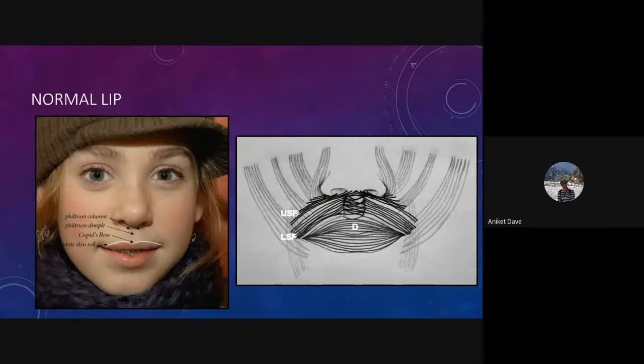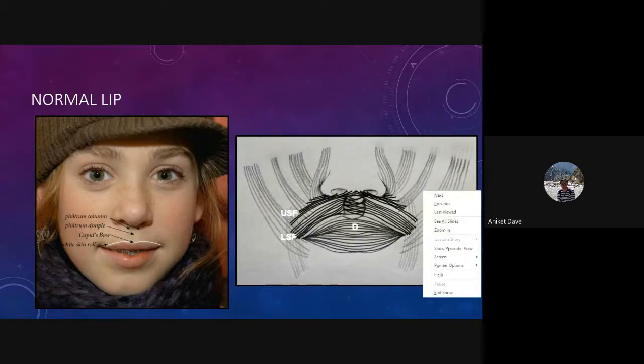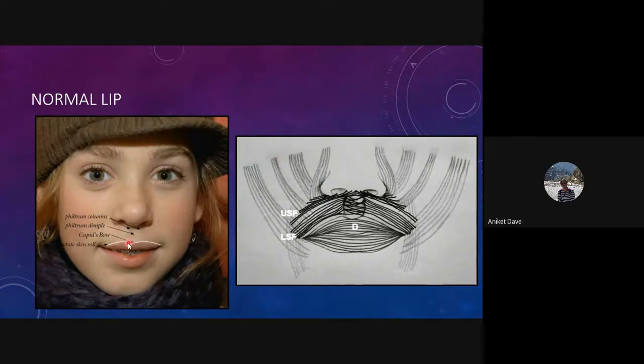Before we come to how a cleft lip or a palate presents, I'll briefly talk about the normal lip. So if you look at a normal lip, on the left side, this image of a girl, there's a white skin roll. This is what is present in between the vermilion and the skin of the upper lip. It's a continuous smooth line with a slight depression in the midline, which is what is known as the Cupid's bow. And just above that is the dimple in the upper lip, which is the philtral dimple, and on either side are the philtral columns. This is how a normal lip should appear.